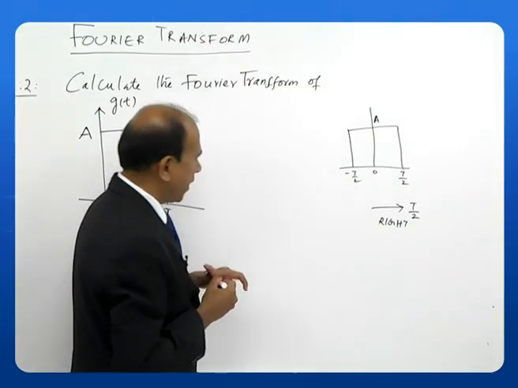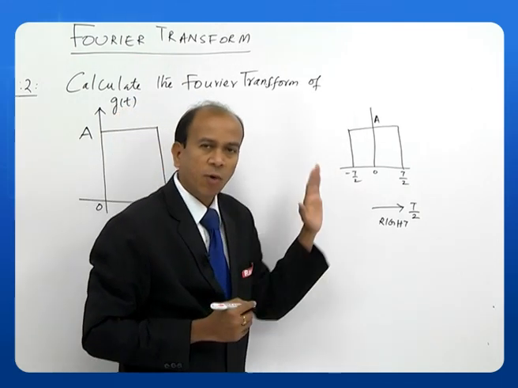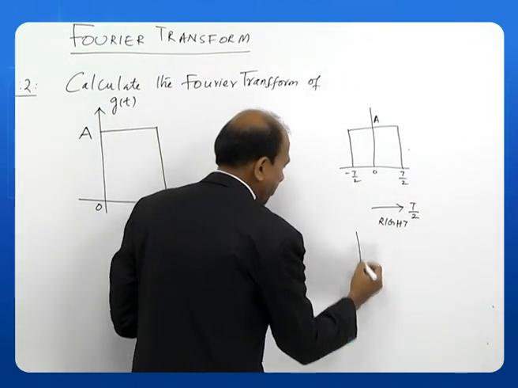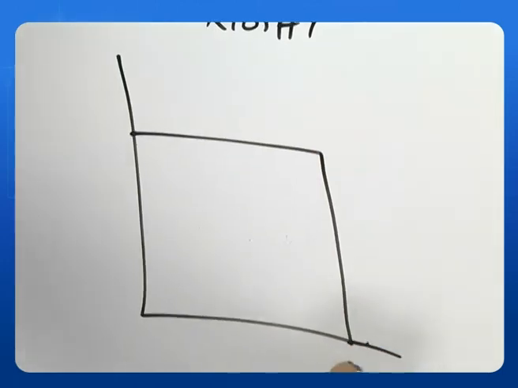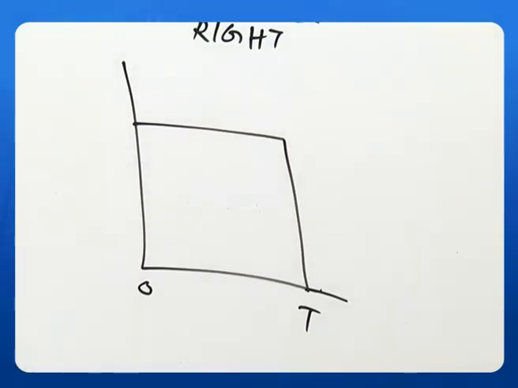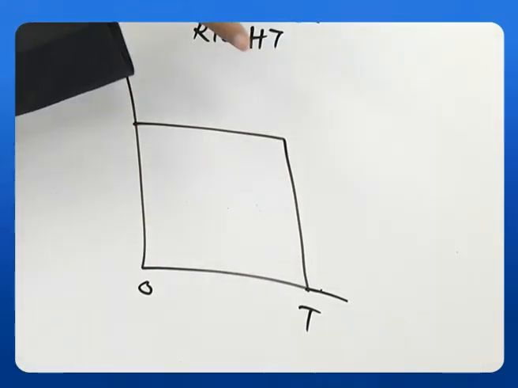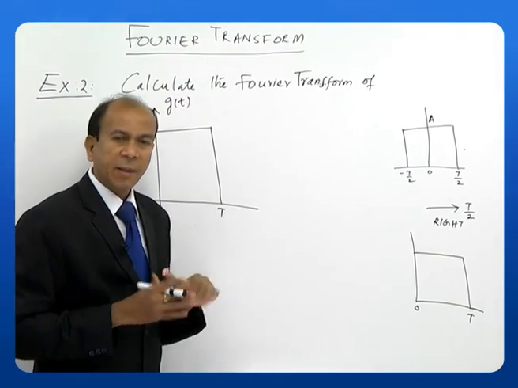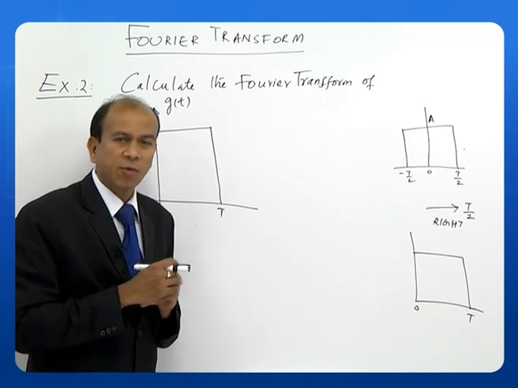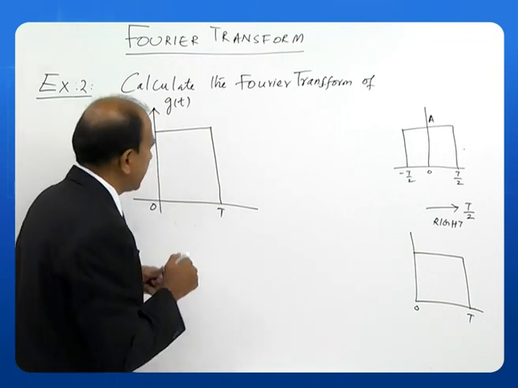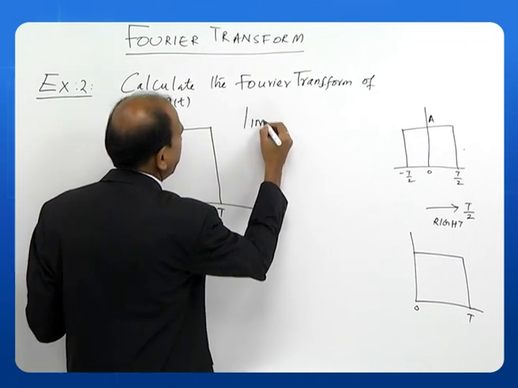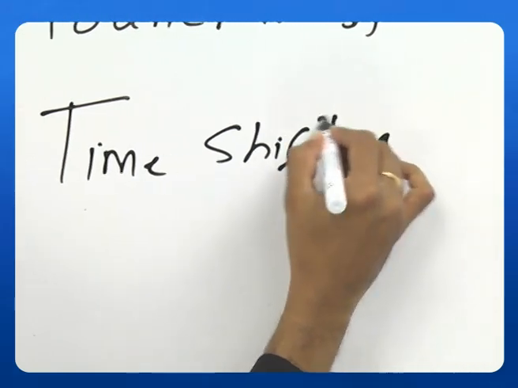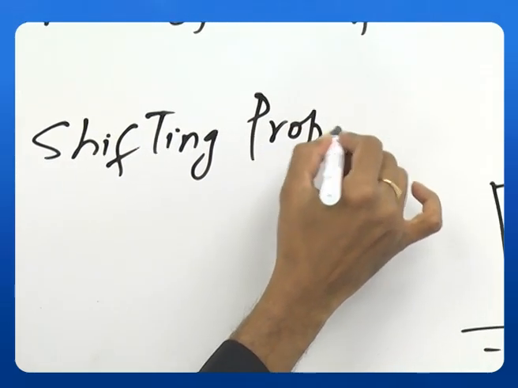So when I shift this to the right, the function will be what is shown here. It will be like this. This is a function which is shifted in time by a factor T by 2 to the right-hand side. So the property we have to use here is the time shifting property of the Fourier transform. So what does the time shifting property say?